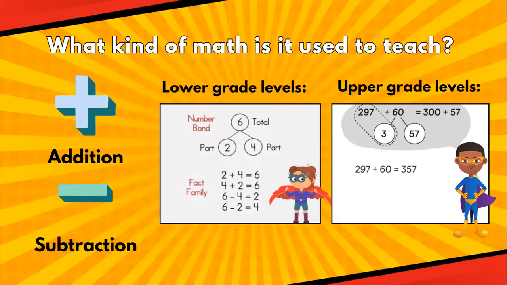For upper grades, they could still be used to illuminate mental math strategies, such as making tens when adding or subtracting large numbers. For example, on the page you can see adding 297 plus 60, a student can know that they can break 60 into 3 and 57, and know that 300 plus 57 equals 357.